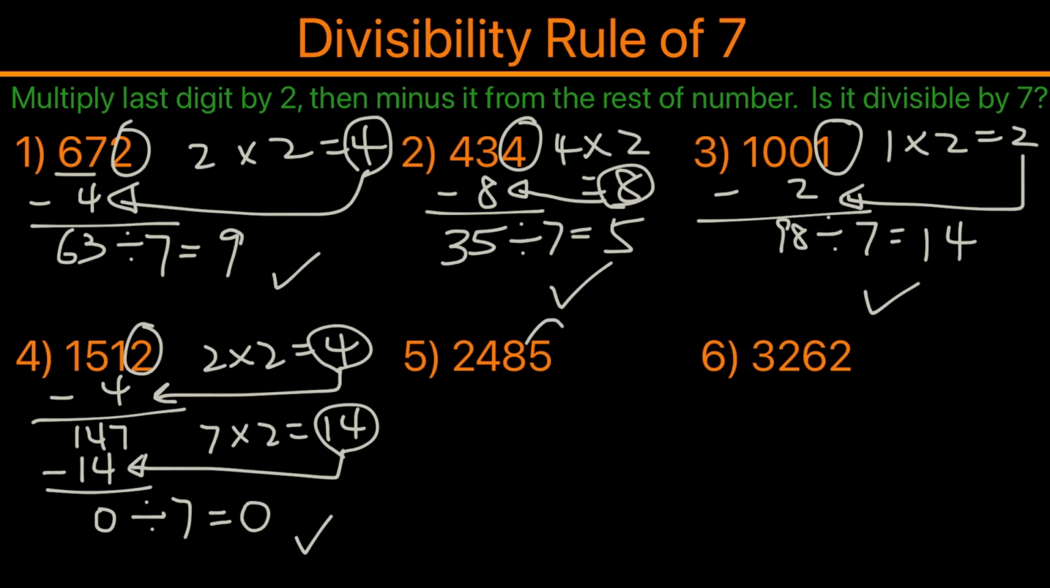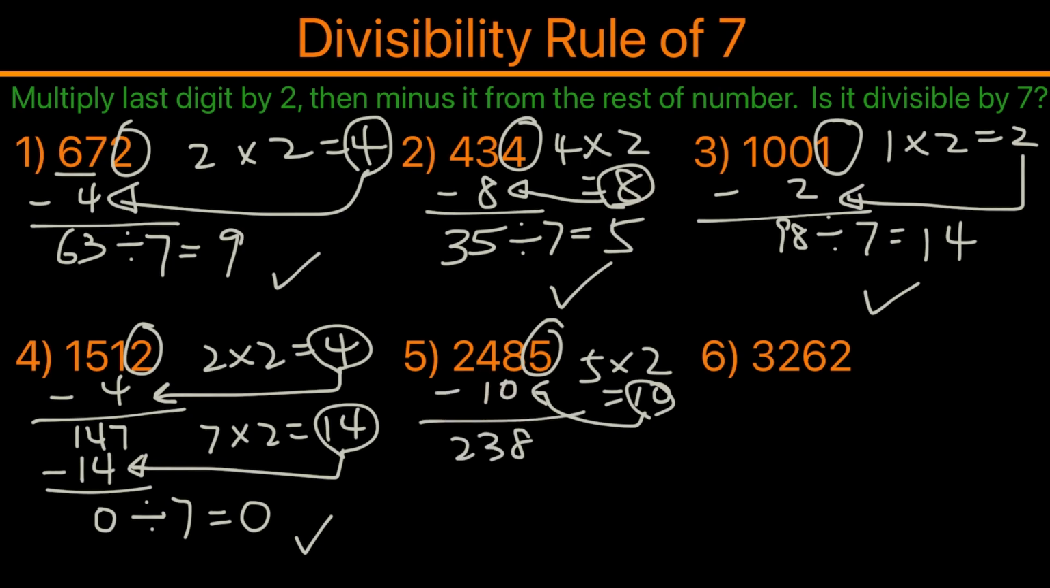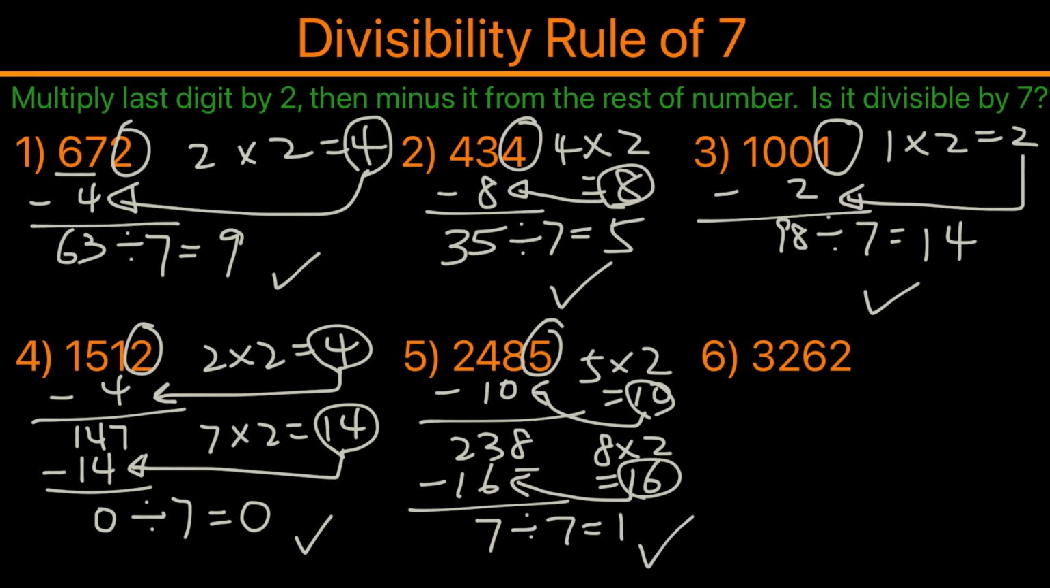And for the fifth example, we have 5. 5 times 2 equals 10. Move over here. Becomes 238. Then again, we have 3 digits, so we're going to take the 8 times 2 equals 16. Then we're going to move it right here, under 23. So 23 minus 16 is 7. And 7 divided by 7 is 1. So that means that this number is also divisible by 7.